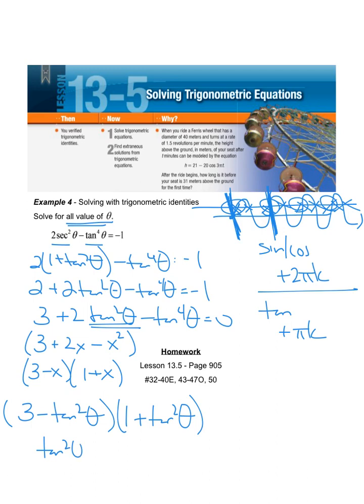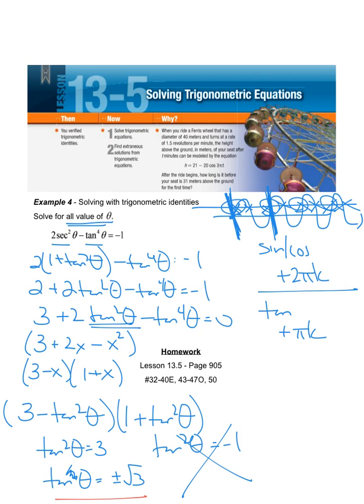When we solve, we get tangent squared equals 3. Square root both sides, and we wind up with plus or minus square root of 3 in this case. On this next one, we have tangent squared equals negative 1. Well, we can't square root negative numbers, so we know that's not going to work. So the only solutions we actually need to look for are where tangent is plus or minus square root of 3. And if you think about that, tangent's positive and negative in quadrants 1, 2, 3, and 4.